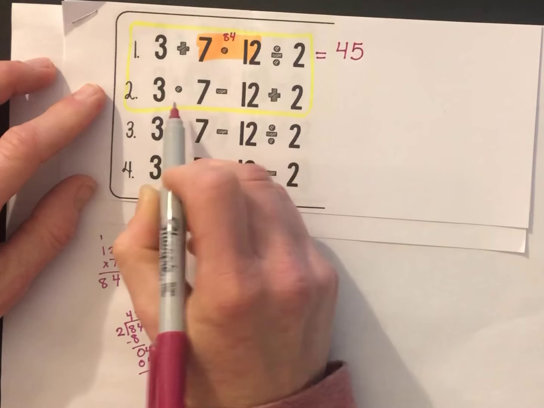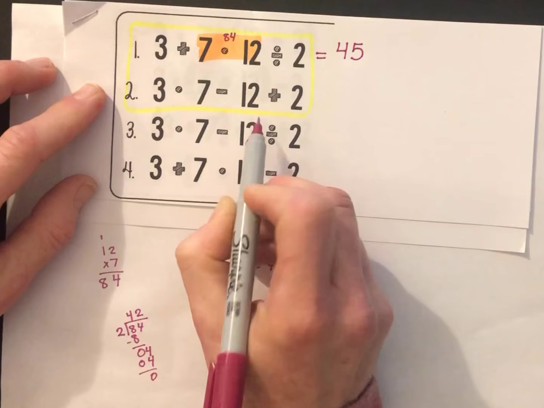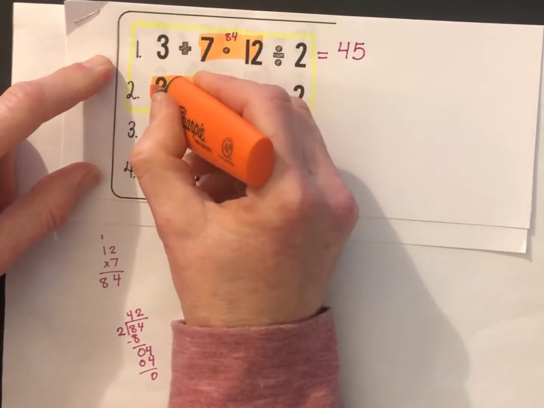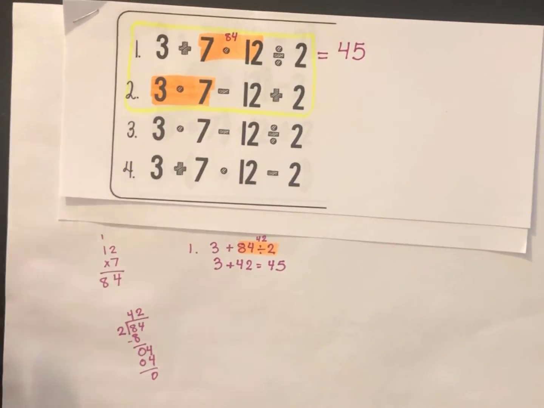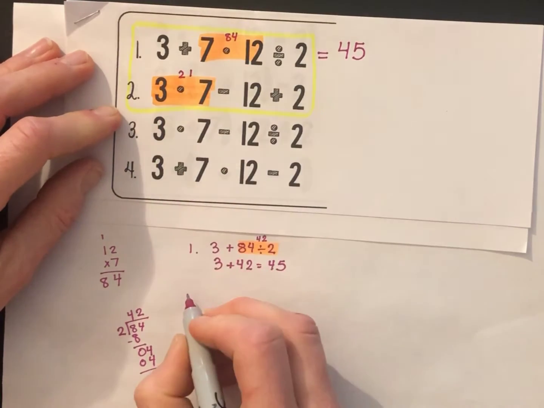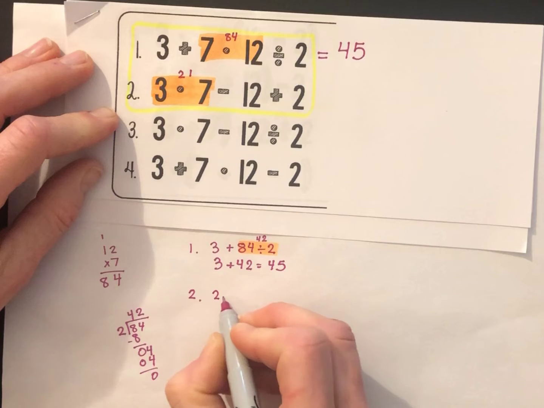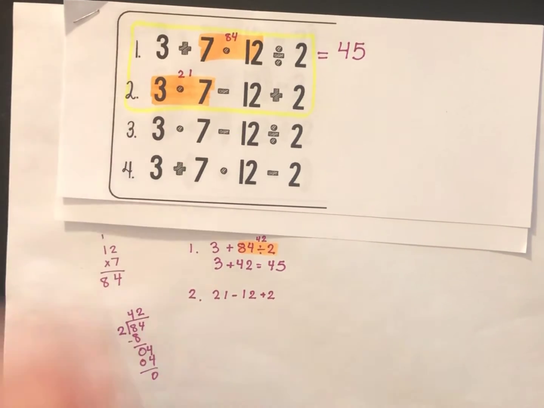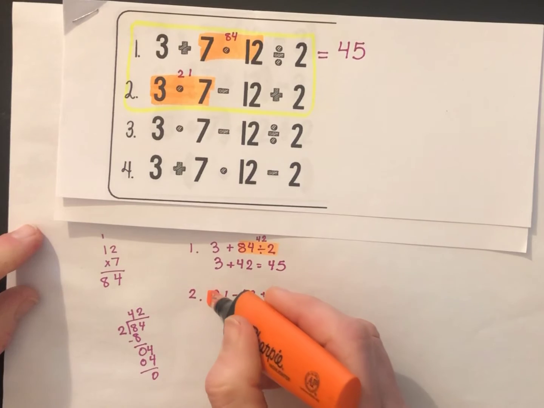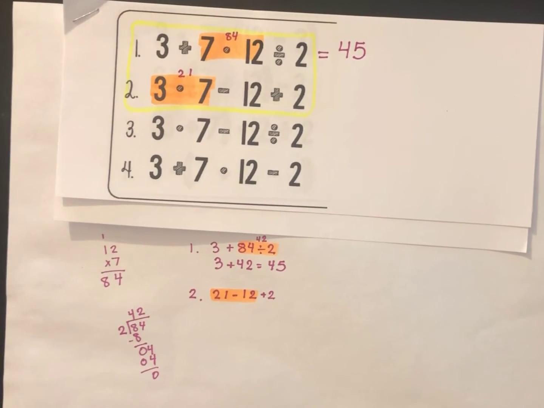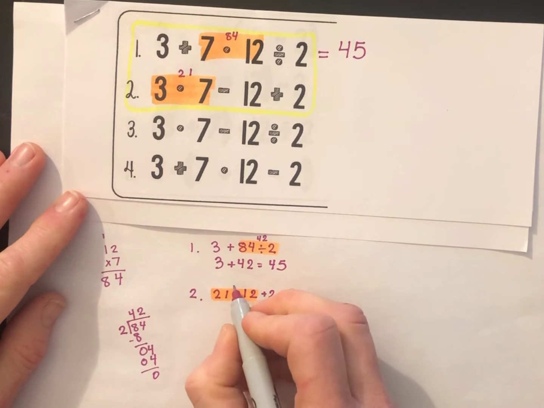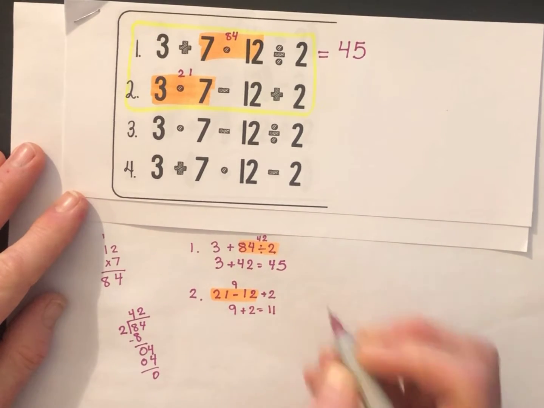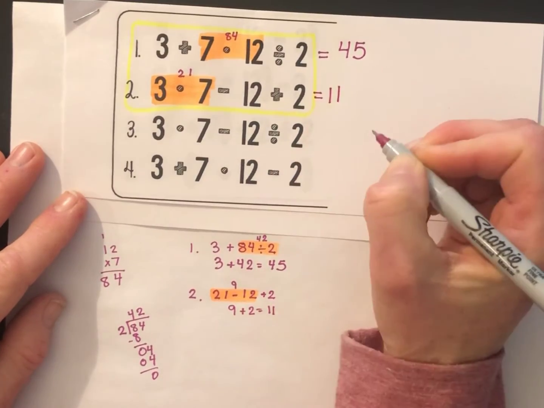Number 2, 3 times 7 minus 12 plus 2. Multiplication comes before subtraction and addition, so I'll do 3 times 7 first. 3 times 7 is 21. So I'll write down my steps down here. 21 minus 12 plus 2. Addition and subtraction go together, so I go left to right. 21 minus 12, that makes 9. I'm left with 9 plus 2, which is 11. The answer for number 2 is 11.